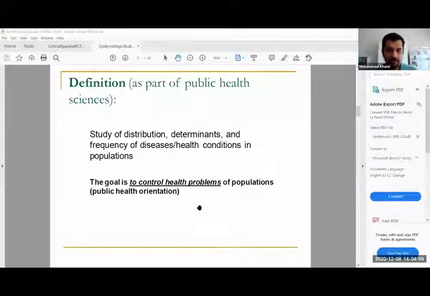And I want just to name my dear Professor Mira Vehkalahti from University of Helsinki. I learned these basic concepts in her presentation when I was a PhD student, and I learned a lot from her regarding these basic concepts of epidemiology.